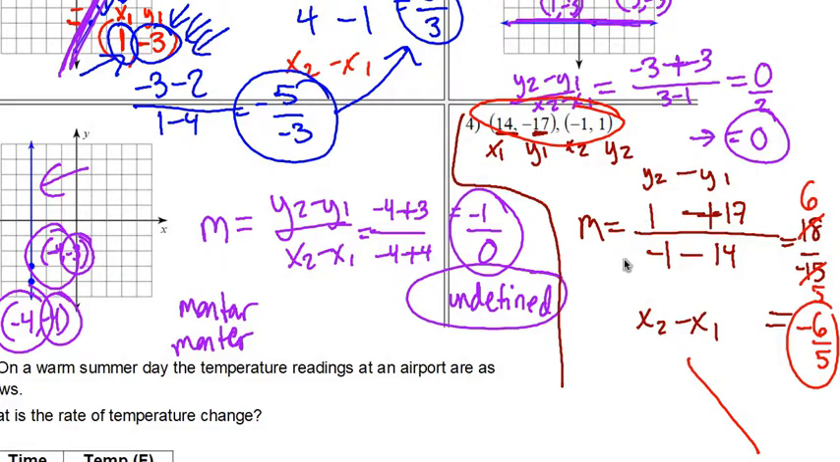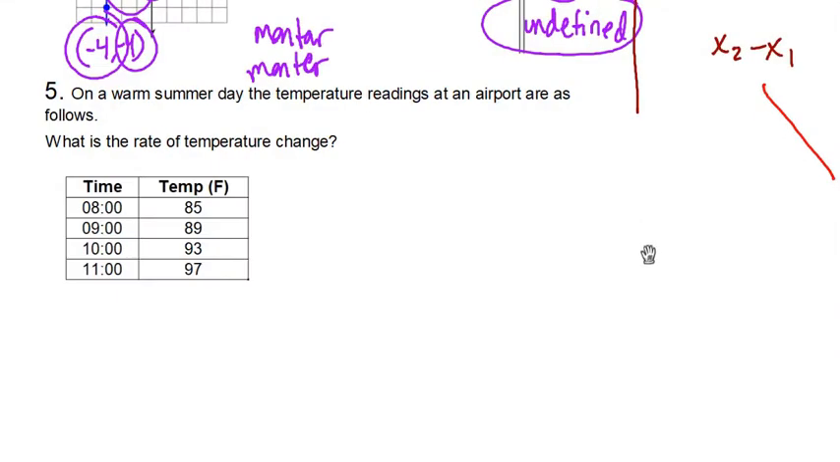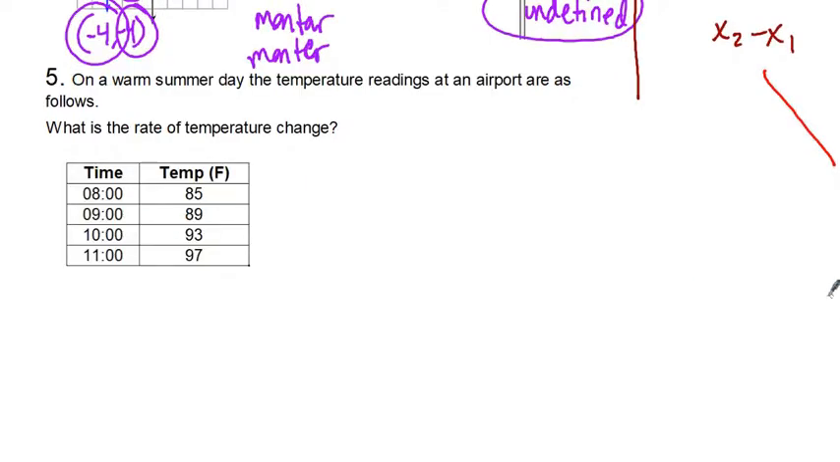Alright, last one. I told you that slope is used a lot in real-world scenarios. A good example would be in finance. Business, anytime things are changing at a constant rate, you would use slope. We'll just use this temperature example right here. It says on a warm summer day, the temperature readings at an airport. A lot of airports are the places where they have the official temperature gauge for that city. Temperature readings at an airport are as follows.